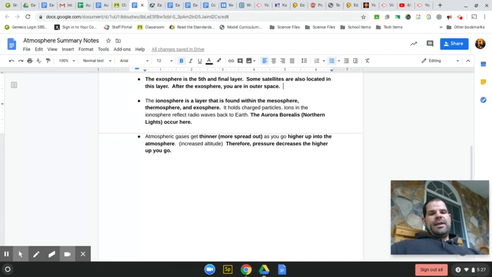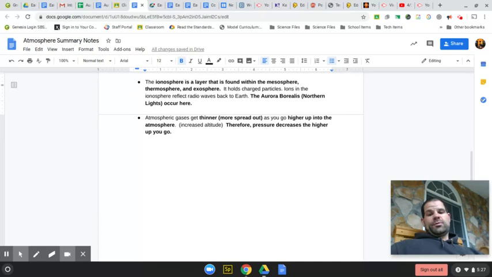Now, let's not forget, we talked about that ionosphere early on. That's a layer that's within multiple layers. And it's important because we're in the aurora unit. And in the ionosphere, we have something called the aurora borealis, or the northern lights. If you want to see what those look like, Google it. But they're beautiful, colorful lights that appear in the sky in certain areas on Earth. And they're taking place in the ionosphere. So again, that's the aurora borealis, or northern lights. The ionosphere is responsible for them.